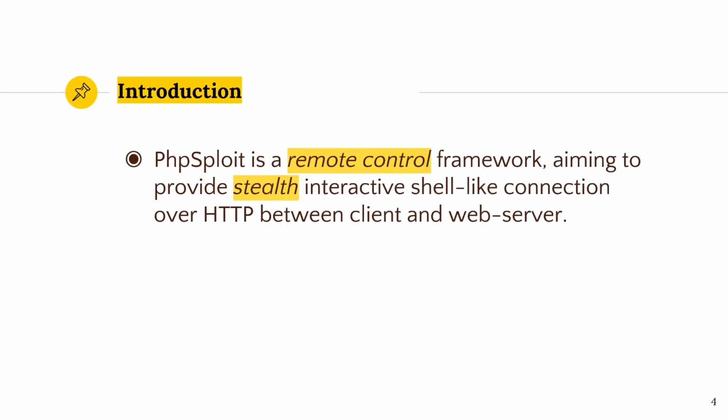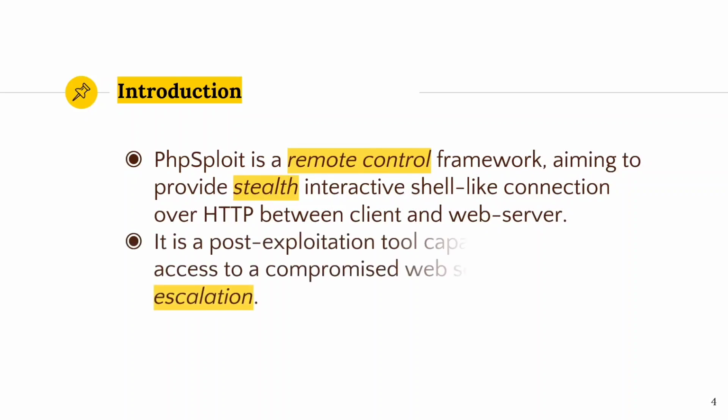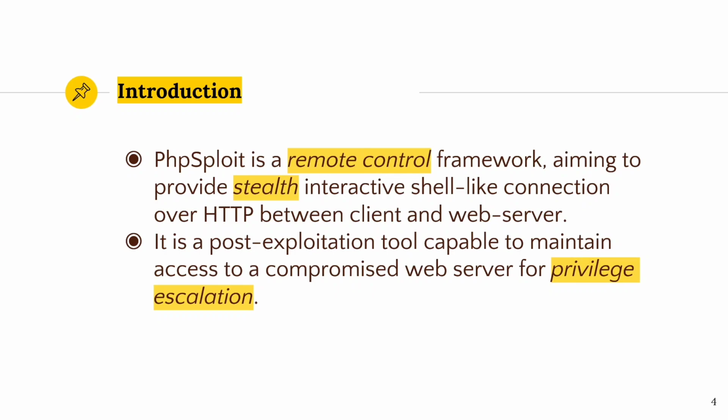PHPSploit is a remote control framework aiming to provide a stealth interactive shell-like connection over HTTP between a client and a web server. It is a post-exploitation tool capable of maintaining access to a compromised web server for privilege escalation. It actually uses a Python script to send payloads that are written in PHP over a small backdoor on the server.